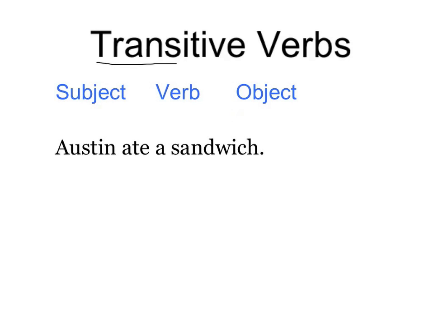Now, go ahead and try this example. Austin ate a sandwich. Can you identify the subject, the verb, and the object? Okay, so I'm guessing that you said Austin was the subject, ate was the verb, and a sandwich was the object.